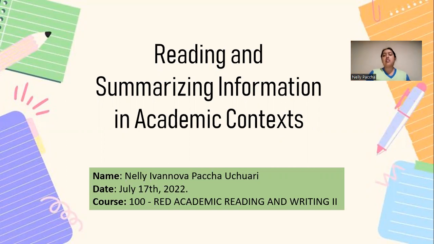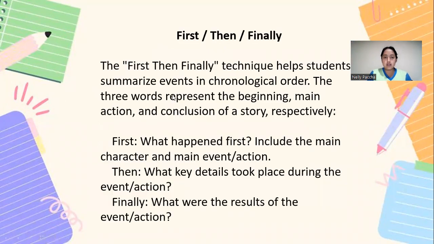For this activity today, we are going to talk about reading and summarizing information in an academic context. There are three summary strategies. The first strategy is first, then, and finally. The first, then, and finally technique helps students summarize events in chronological order. The three words represent the beginning, main action, and conclusion of a story respectively.